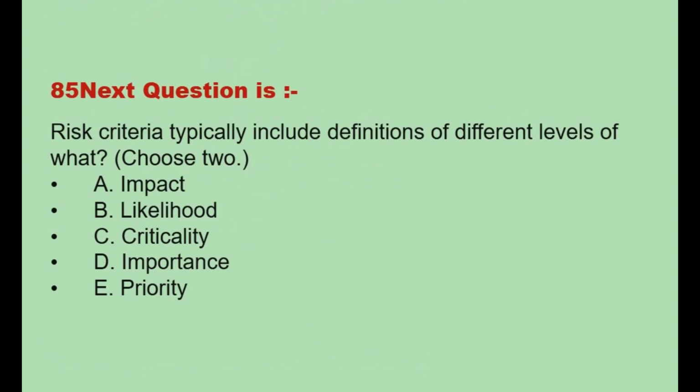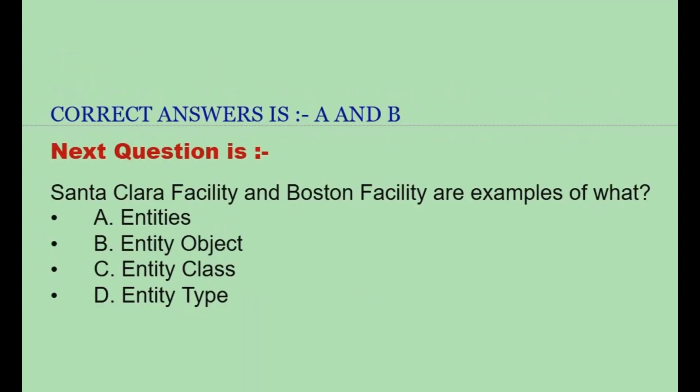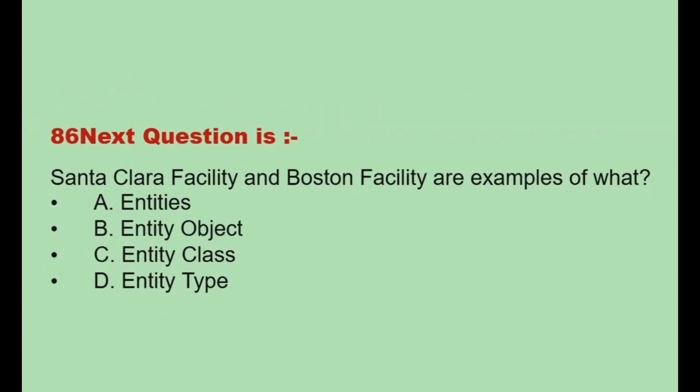Question is, risk criteria typically include definitions of different levels of what? Choose two options. Option A, impact. Option B, likelihood. Option C, criticality. Option D, importance. Option E, priority. Correct answer is option A and option B.